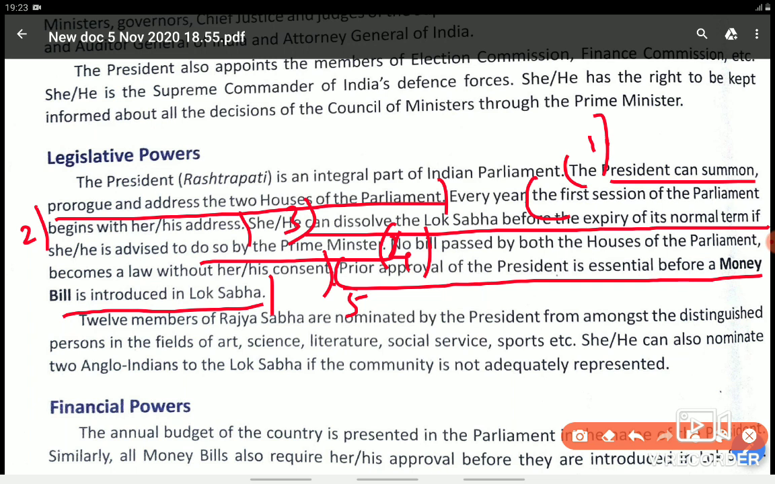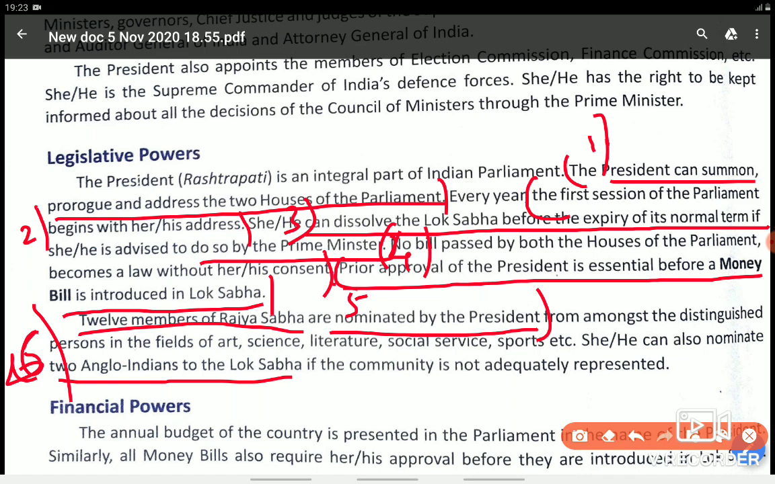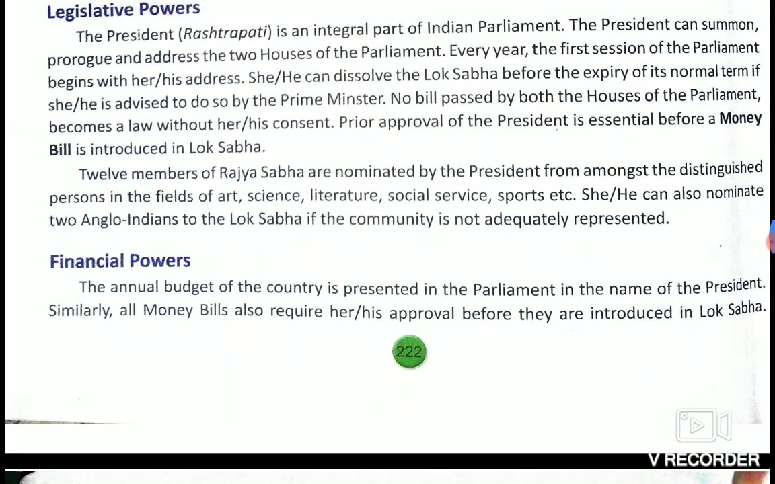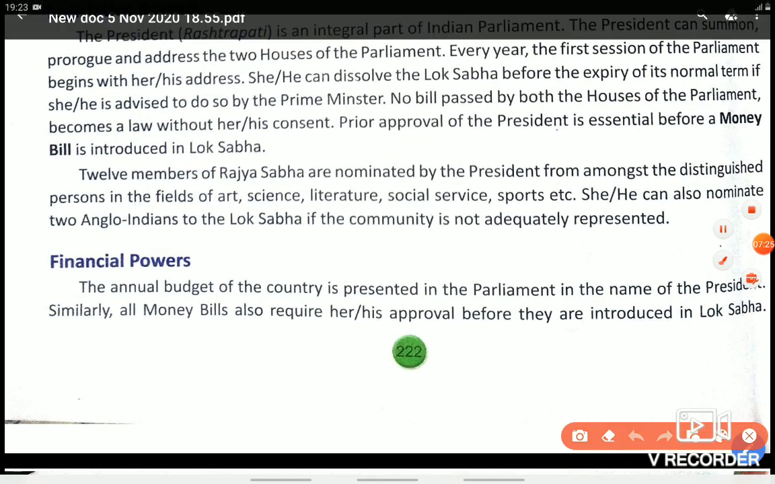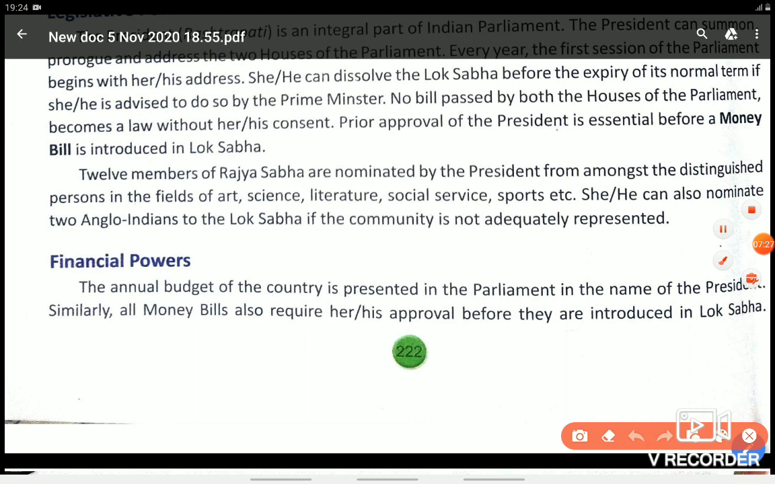That 12 members of Rajya Sabha and 2 Anglo-Indians to Lok Sabha are nominated by the president. Okay, this is your 6th point. This is all about legislative powers. Now next come to financial powers. This was your E3 legislative powers. This is also your E3 question number, financial powers.